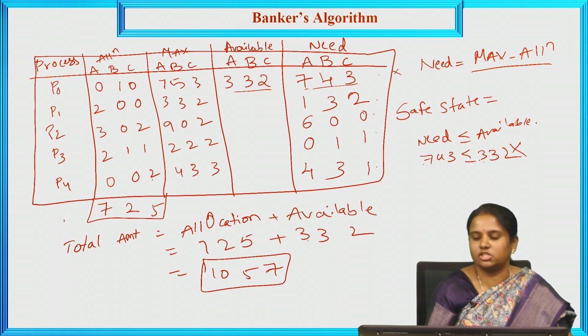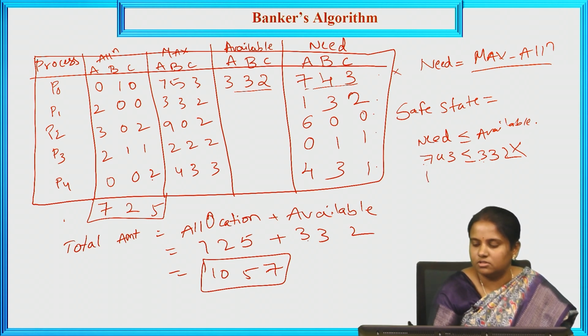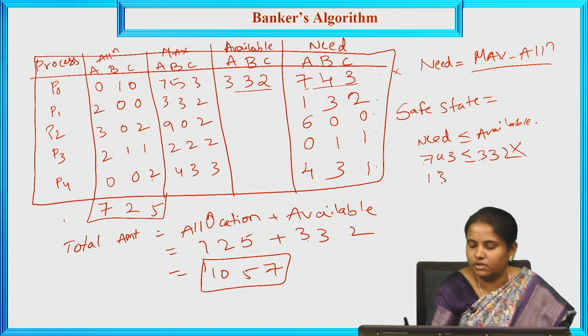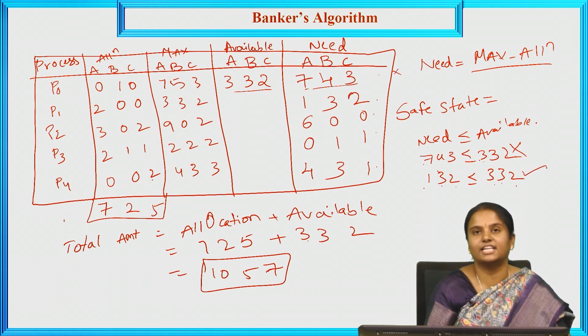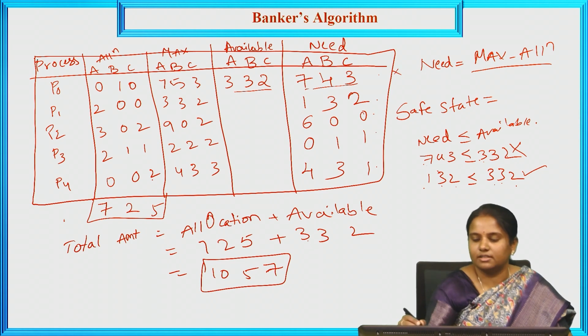Next we need to check 132. Is 132 less than or equal to the available amount? 1 is less than 3, 3 is okay, 2 is okay. So this condition is satisfied. So this is okay.